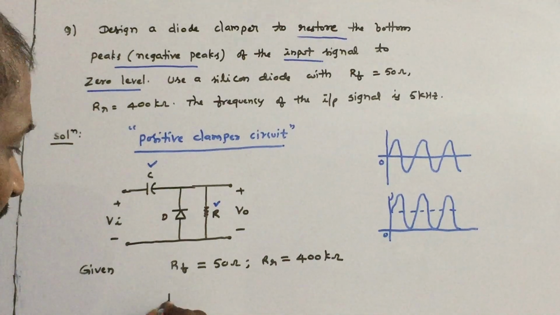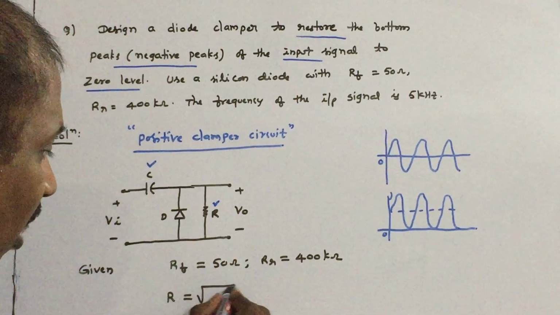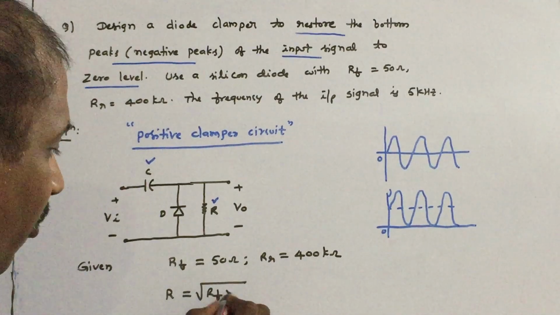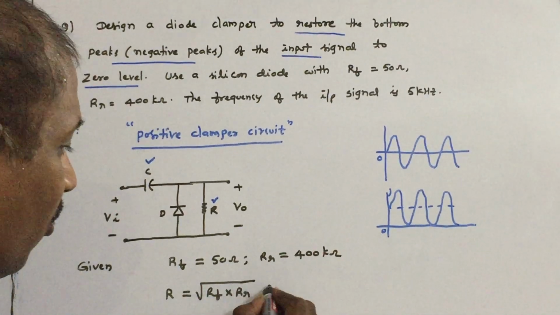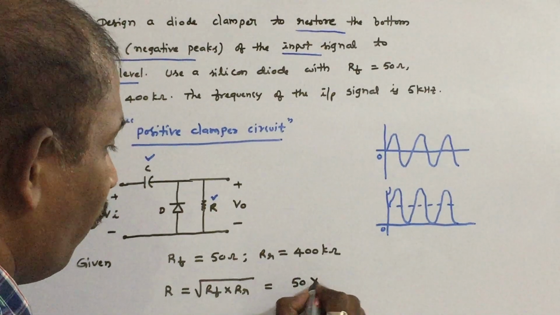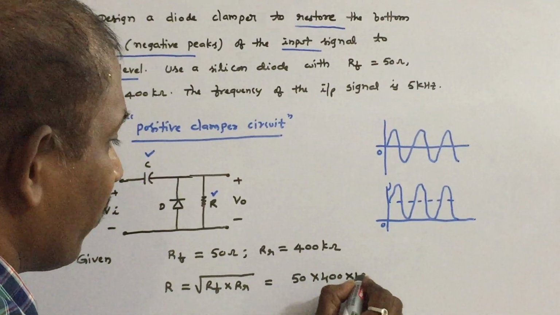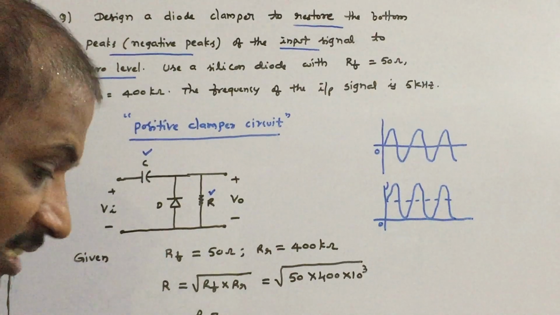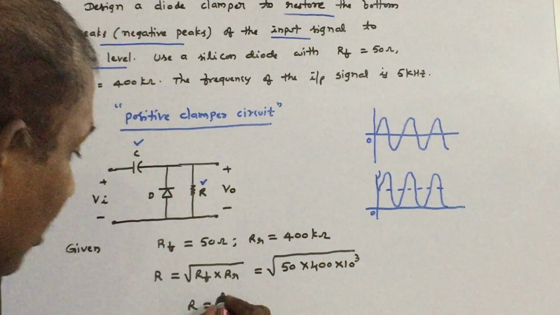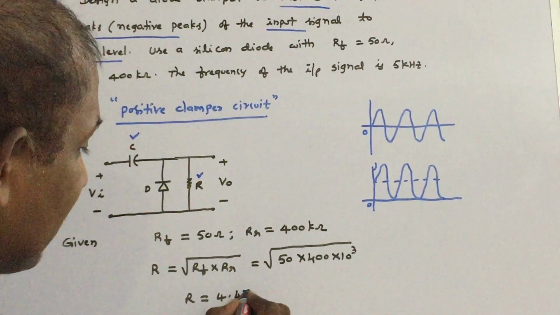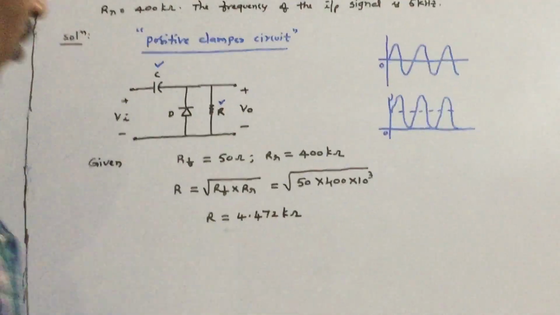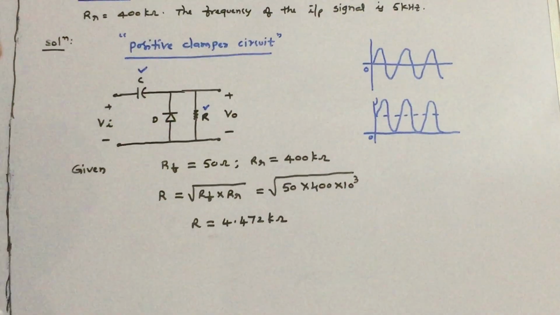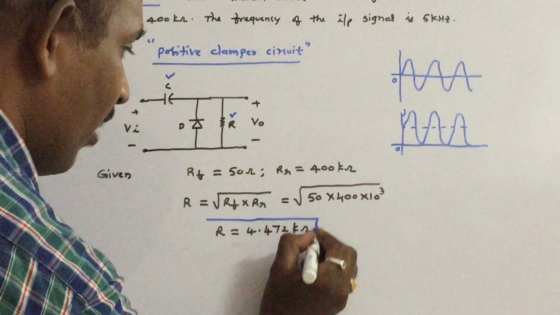So therefore what is the formula for R? First design formula: square root of forward resistance of the diode into reverse resistance of the diode. So that is square root of 50 into 400 into 10 cube. So from this you get the resistor value as 4.472 kilo ohms. This is the first one. We have the resistor value.